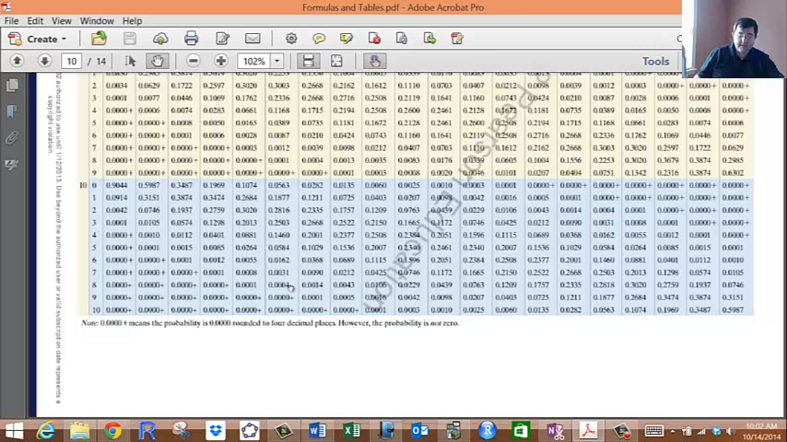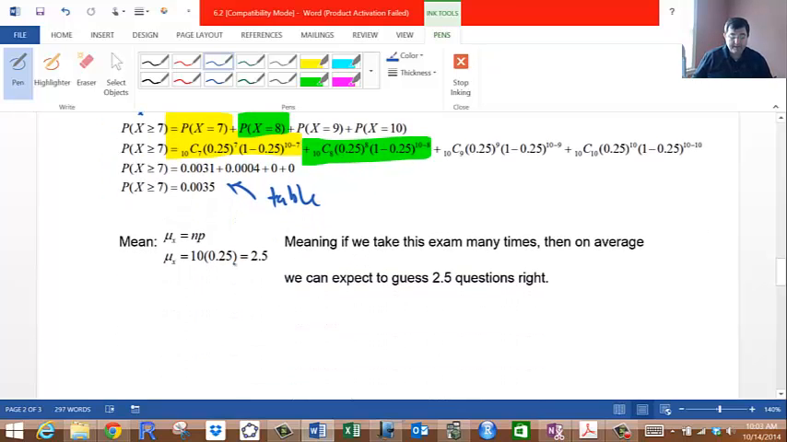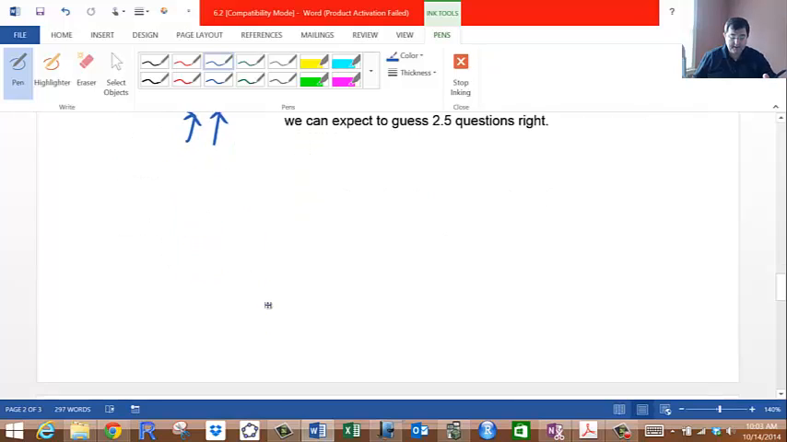So that means we just go back over here and add these up, 0.0031, and so you'll see there that these numbers here, these numbers I just read off the table, okay? Just read right off the table. You add those up and you get 0.035, okay? Of course, the mean, again, very simple, just n times p. So number of trials times probability of success is equal to 2.5.